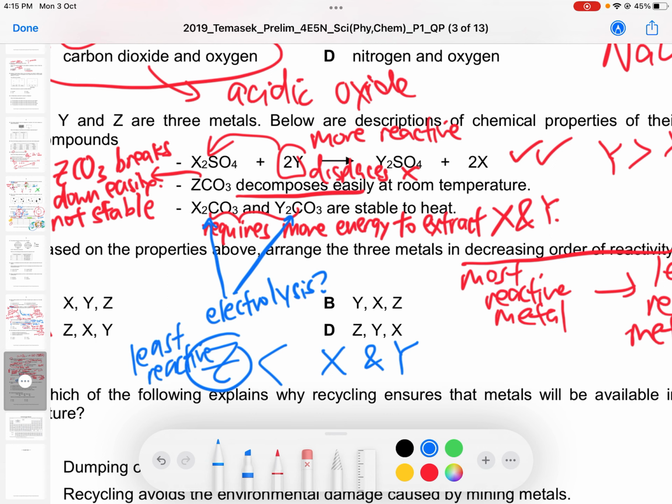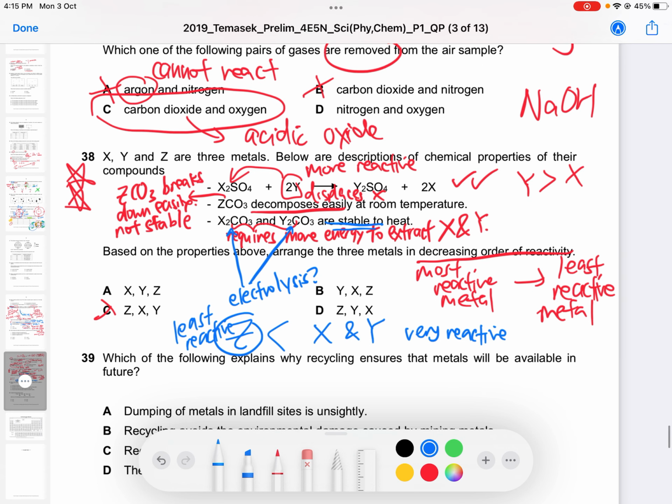So Z carbonate is less stable, so Z is less reactive. X and Y are very reactive, form very stable compounds. That means you need more energy to extract them. So that's why the least reactive is your Z. So that's why answer is B. Okay, so that is the end for my Temasek paper.